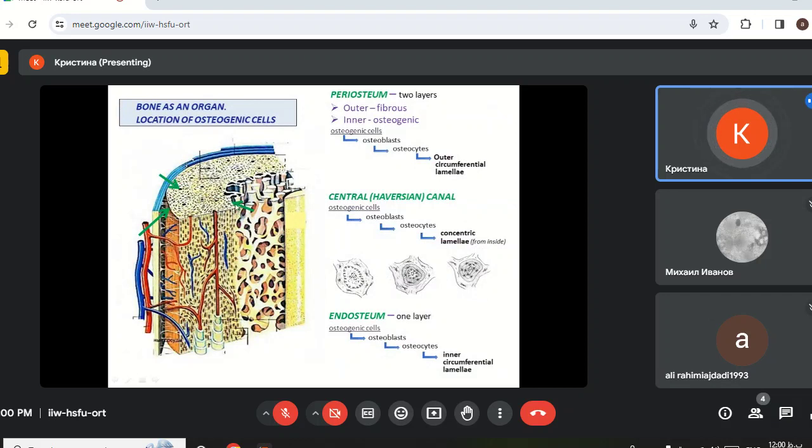And the third location of the osteogenic cells is the endosteum. Endosteum covers the inner surface of the bone tissue in the bone. It is one layer of cells which contains osteogenic cells, which also develop into osteoblasts and osteocytes and form inner circumferential lamellae. Here you can see the spongy matter of the bone.